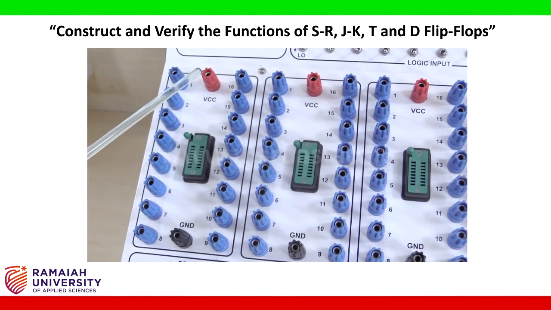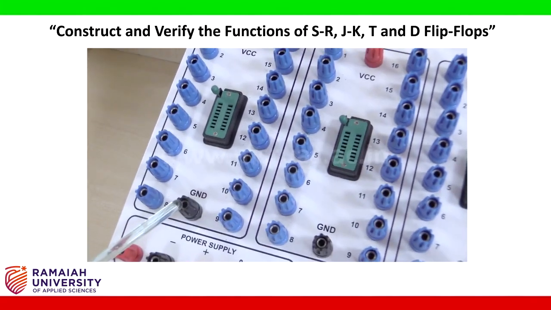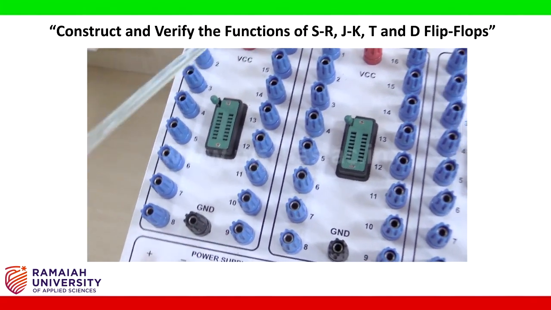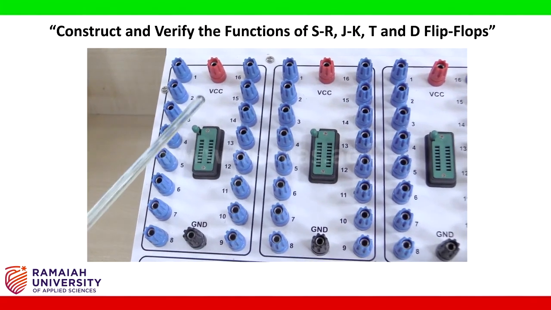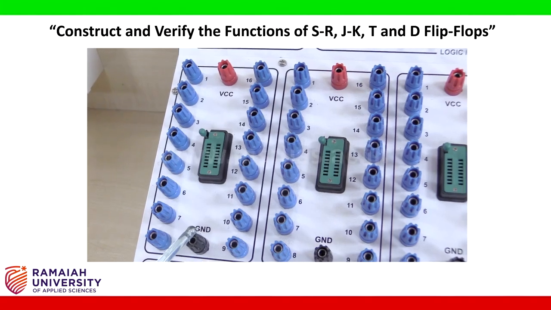It has a red pin at the top. This represents VCC and the black pin at the bottom represents the ground. These 2 pins are used to give power supply to the IC, that is we are giving 5 volt DC supply by connecting this.